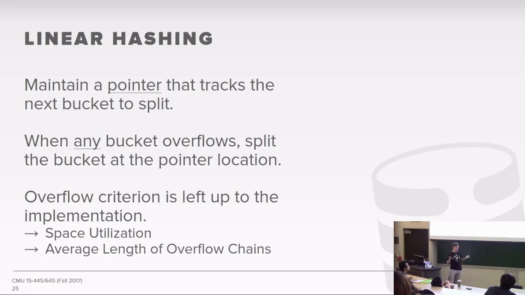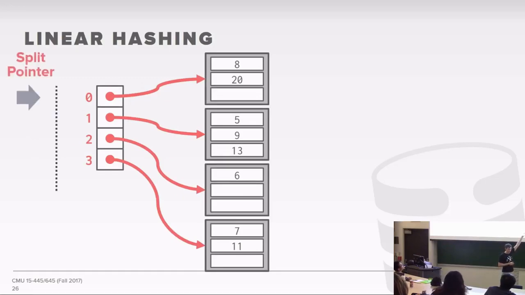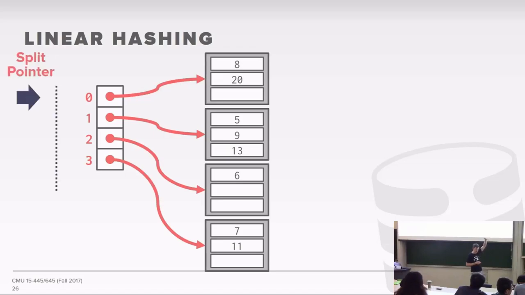It's up to you to decide what method you want to use to decide now's the time to go ahead and do a split. So let's walk through an example here. Now, we don't keep track of any local counters. The only thing that we maintain is this extra split pointer that's going to point to the next bucket we want to split whenever any bucket in our hash table overflows.